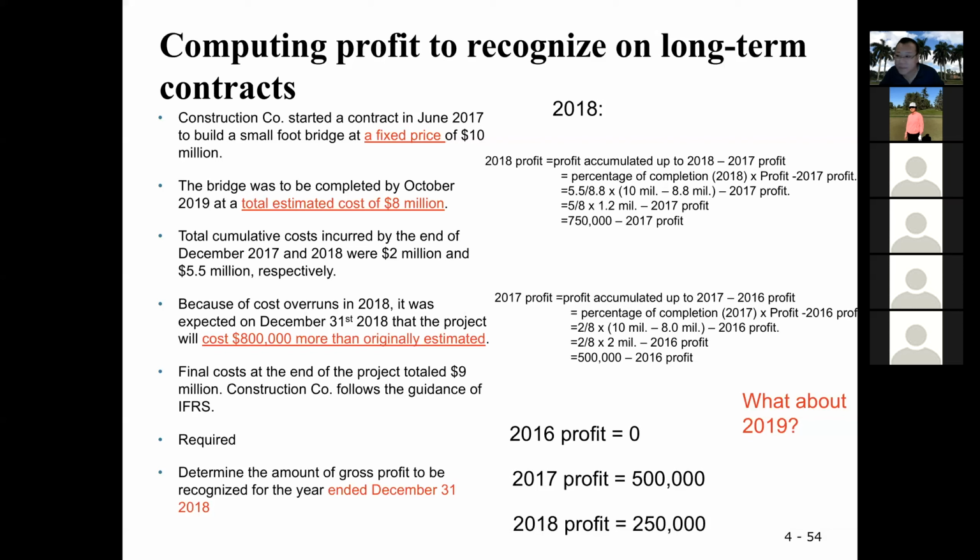Right. Hello, excuse me. Yes. Yeah, I have an observation. Go ahead. The bridge was to be completed by October 2019 at a total estimated cost of $8 million. If that is going to be the total cost of the bridge, why was the cost in 2017 different from 2018? Because I see the cost we applied in 2017 was 8 million. Yeah, I understand that there was an overrun in 2018. So as time goes, you have better information. Okay. Yes, I get it now.